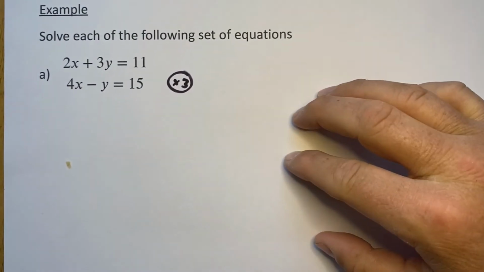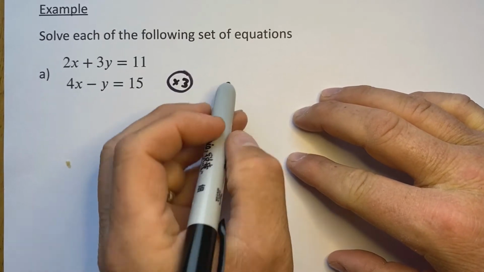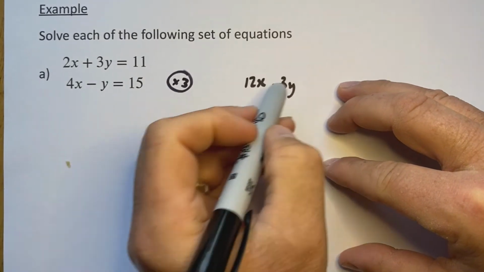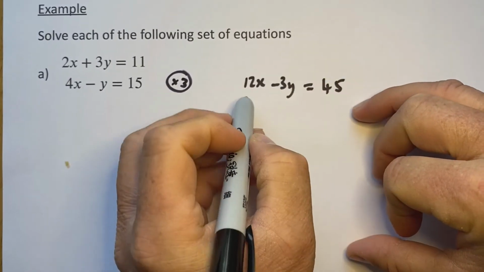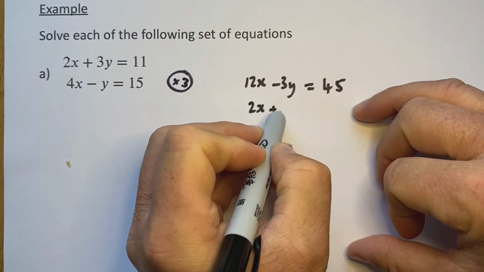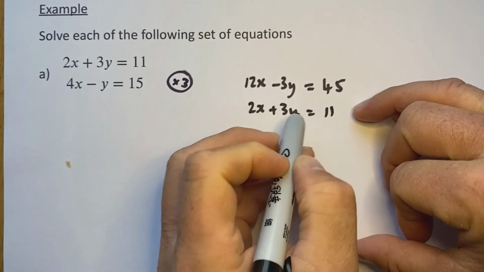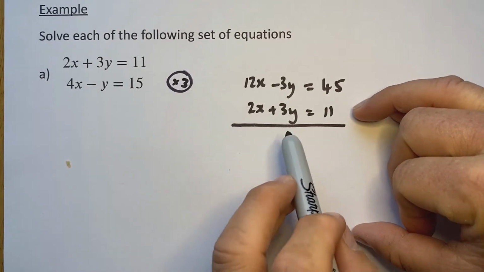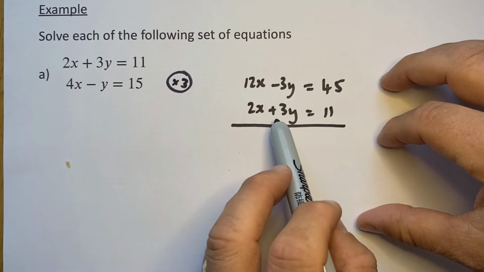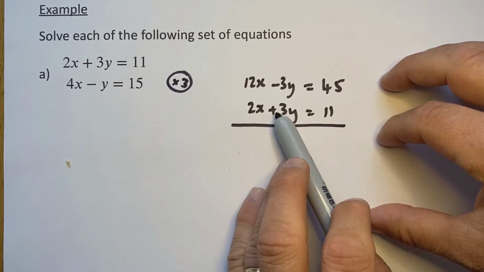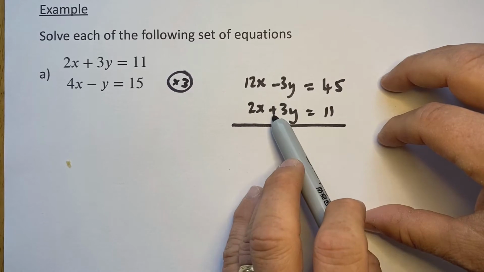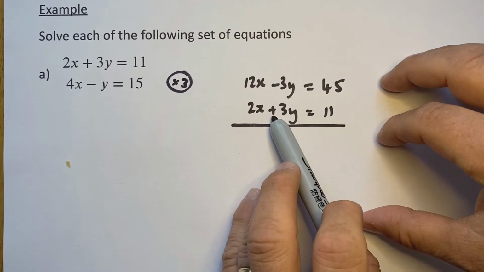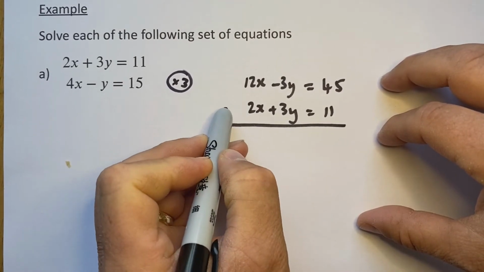If I times that by 3, I end up with 12x minus 3y, and times that by 3, 45. Now, I've not had to alter the other one because I already said 3y. So in order to get rid of these 3y's, as I pointed out in the previous lesson, if these signs are the same, then it's a subtraction. That was lesson 2. If these signs, as they are, are different, then that will be an addition.